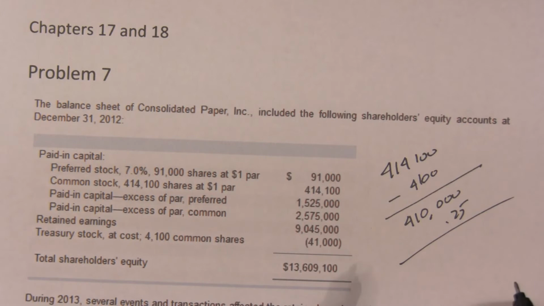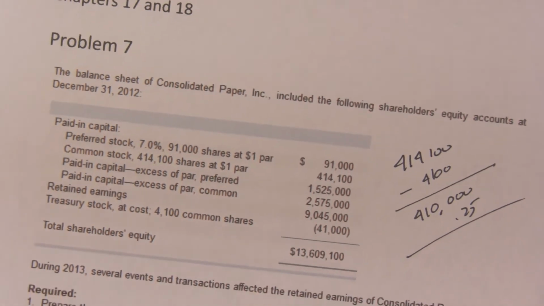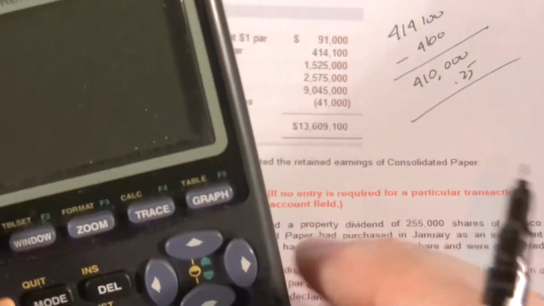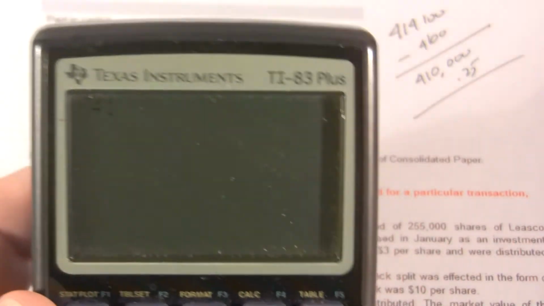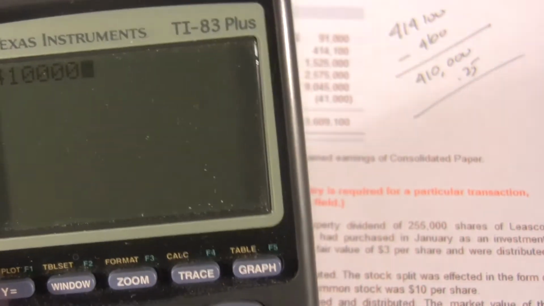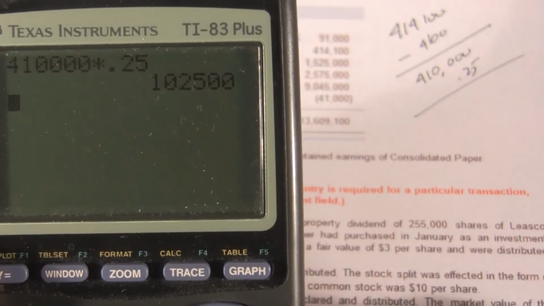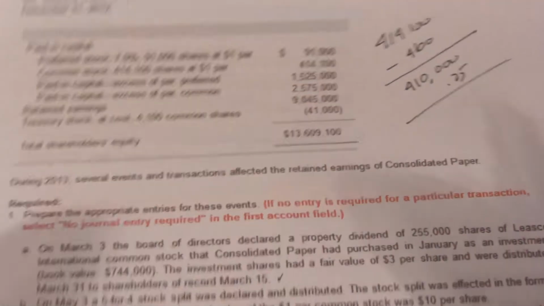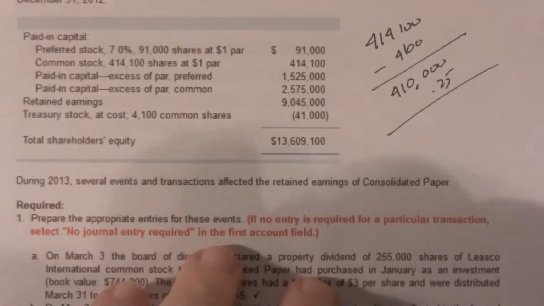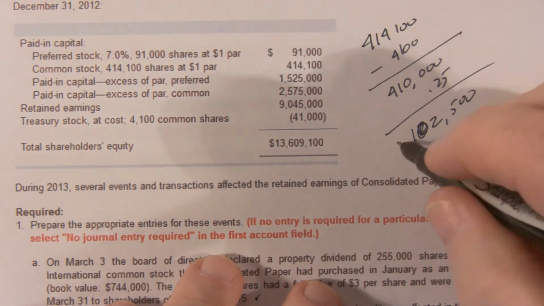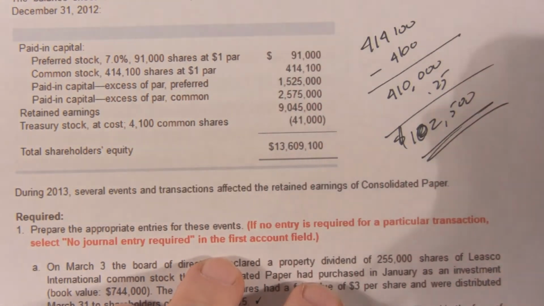I can't do that in my head. Should be able to, but I'm old. So 410,000 times 0.25 is 102,500 times $1. So that's the value of the stock that's distributed, 102,500, done at par because it's a large stock dividend.